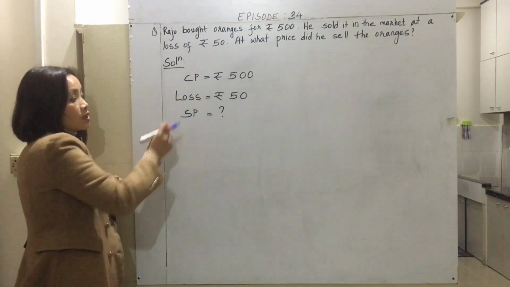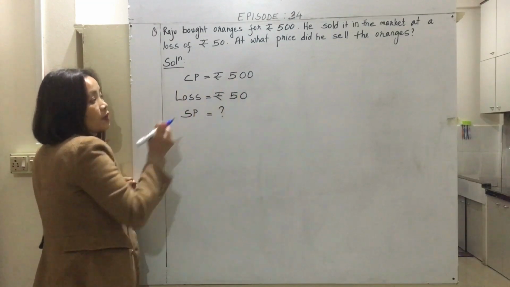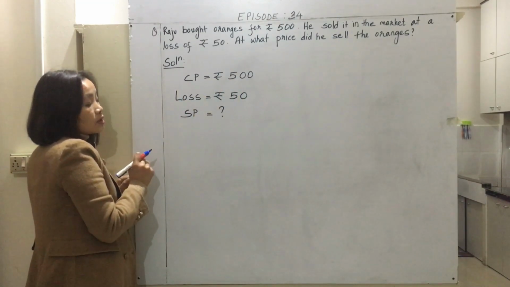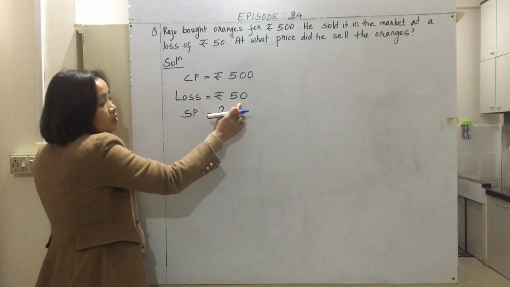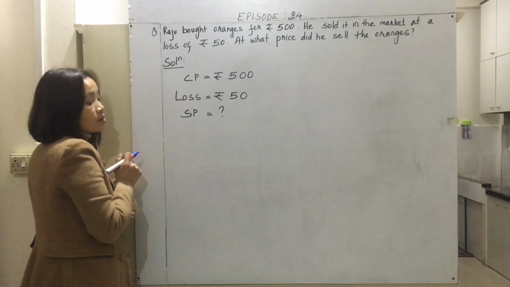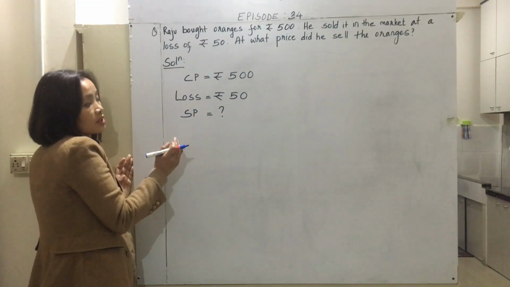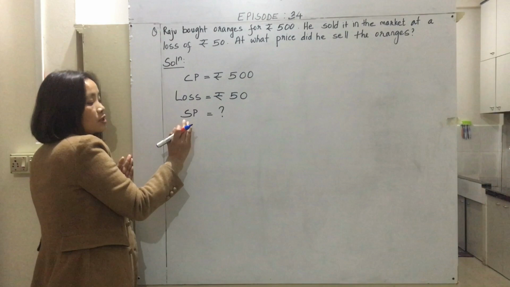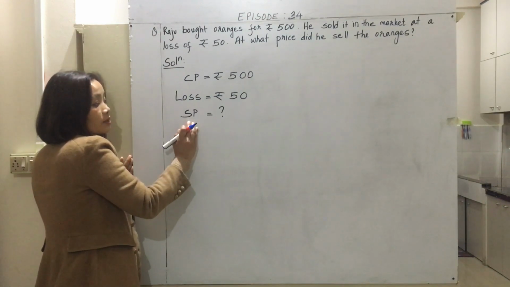Right, CP is given, he bought it for 500 rupees, he sold it with a loss of rupees 50. Loss is 50 rupees. So at what price did he sell the oranges? The question asks us to find out the selling price.